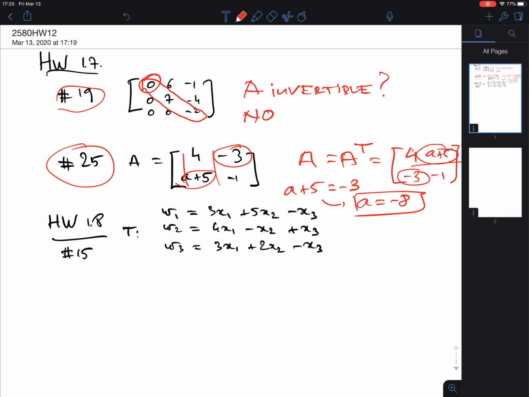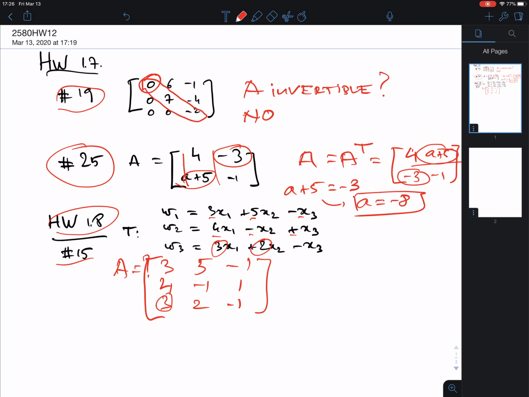This is homework from 8.1, number 15, and this is a transformation they give us with equations. So now they ask us, what's the matrix of this equation? Now, it's very easy because we can read this off from the coefficients of this linear system of equations. Of course, no coefficient means 1. So we see that the matrix is 3, 5, minus 1, 4, minus 1, 1, 3, 2, minus 1. Just to show the last row here, this 3 is this 3, this 2 is this 2, and this minus 1, of course, is a minus 1 here.